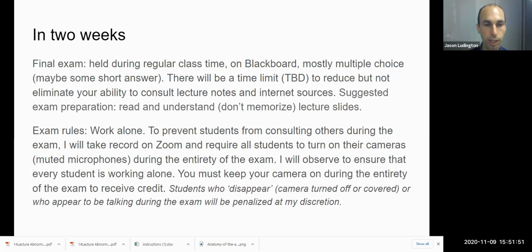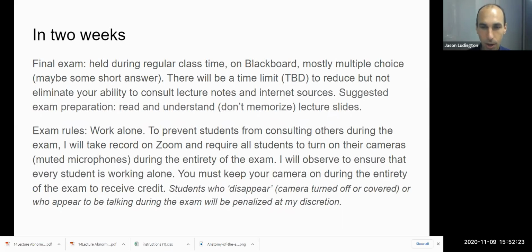I will be watching all of you take the exam while you're taking it, and I will observe to ensure every student is working alone and not talking, because I know that you could hold your phone on a desk and be moving your lips, especially with a mask on. So I should say, don't wear a mask also. I don't want you communicating with anyone during the exam.